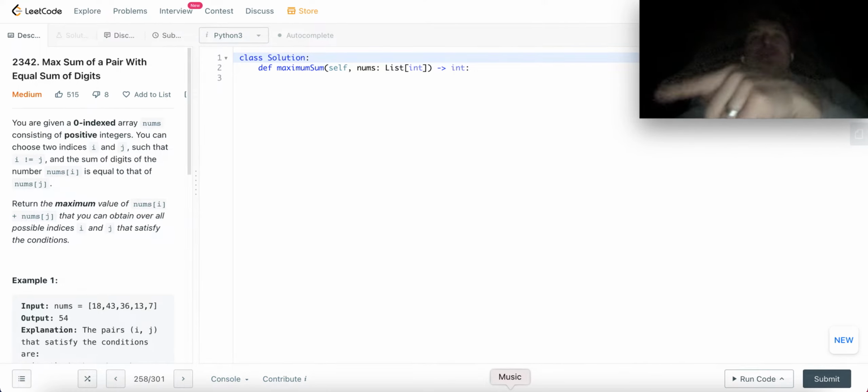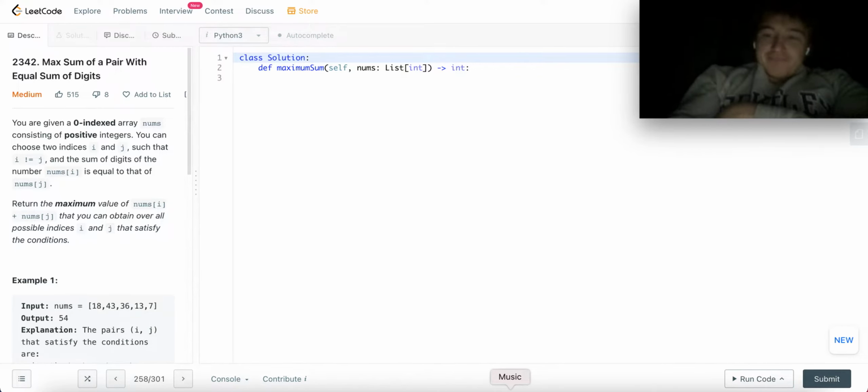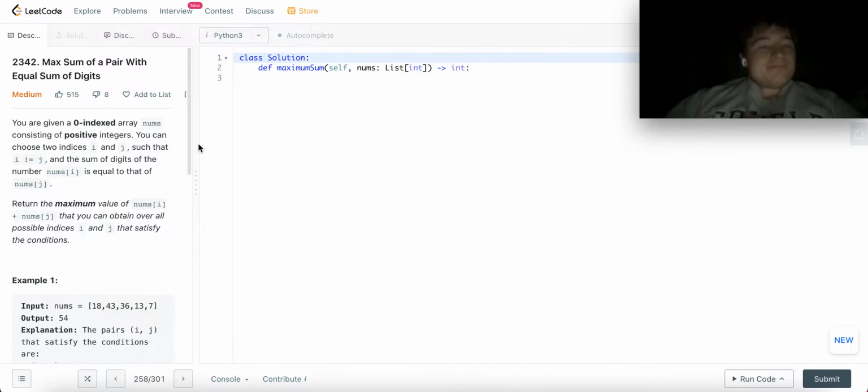I read a problem description, then I instantly get it. This is max sum of pair with equal sum of digits. All right, so I have yet to solve this problem.